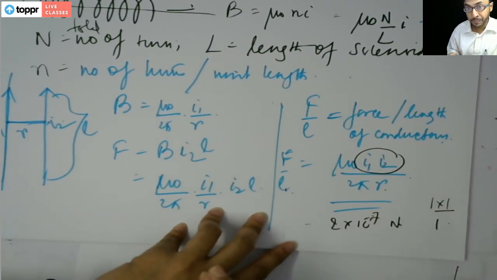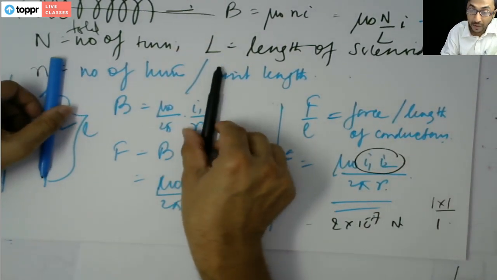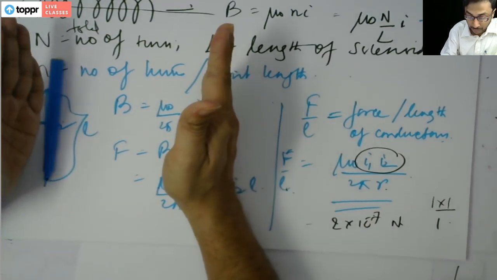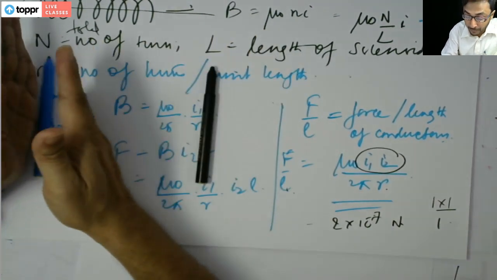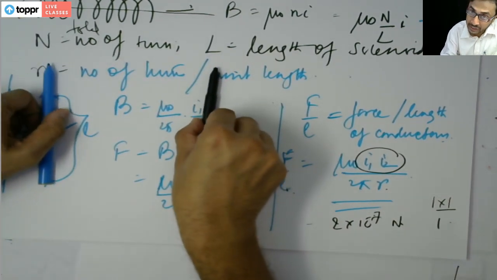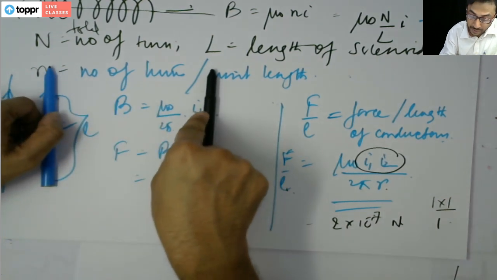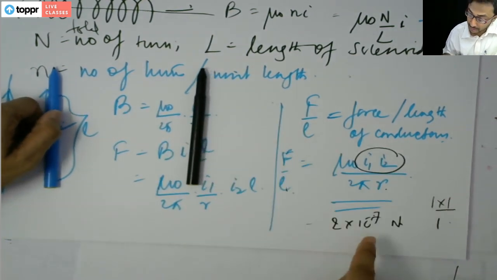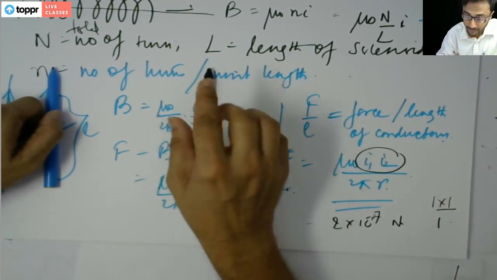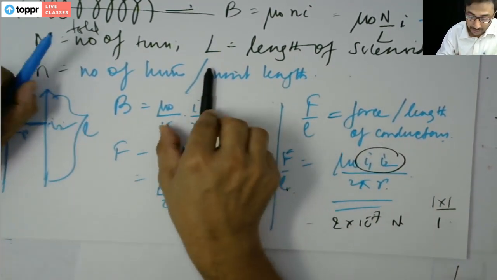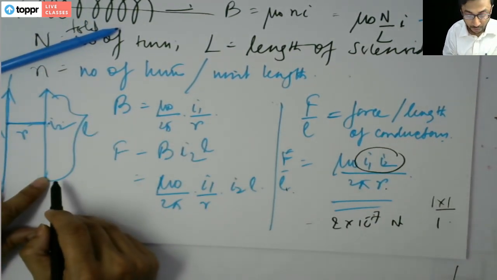So if two wires are there, which are carrying 1 ampere each, they both are in the same direction, and the distance between the wires is 1 meter, the force generated is this. Clear? Force per unit length of this conductor. Another thing needs to be remembered: what is this force? Whether it is attractive or repulsive.